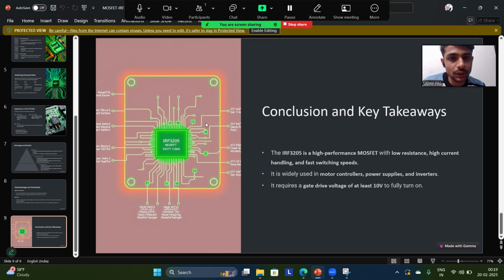Now, in the last we come to the conclusion. We can say that it is widely used for motors, inverters, and power supplies. It can handle high current. It is used for fast switching speed. It has low on resistance. It is used in motors.